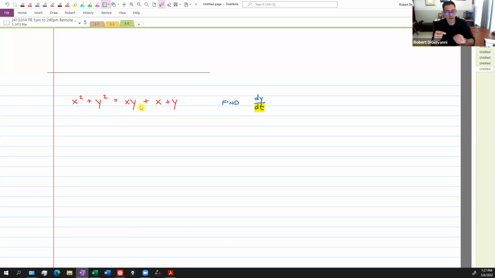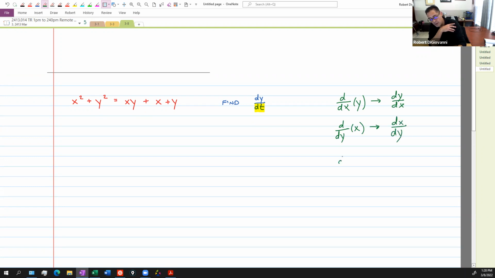So think about what I just said. Our equation has x's and y's, right? We're differentiating with respect to another variable t that does not appear. So when we do something like the derivative with respect to x of y, this turns into dy dx. If I do the derivative with respect to y of x, this turns into dx dy. The only time I get a 1 is if I'm doing something like the derivative of x with respect to x, then I get dx dx, which is 1. Or if I did the derivative with respect to y of y, then I would get 1 as well, right?